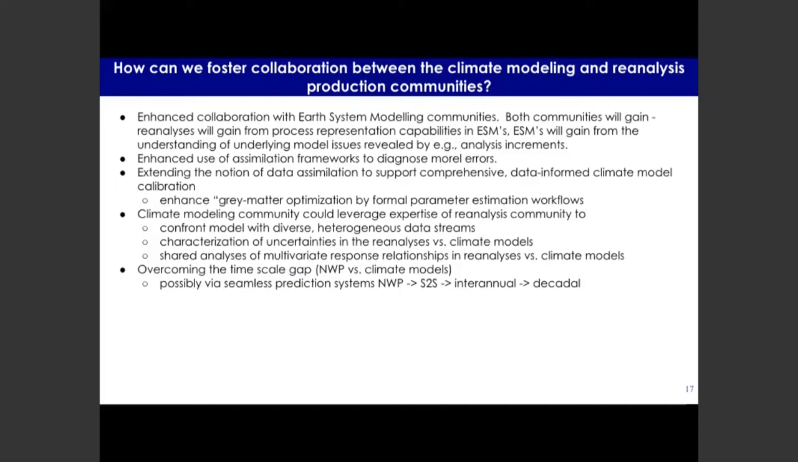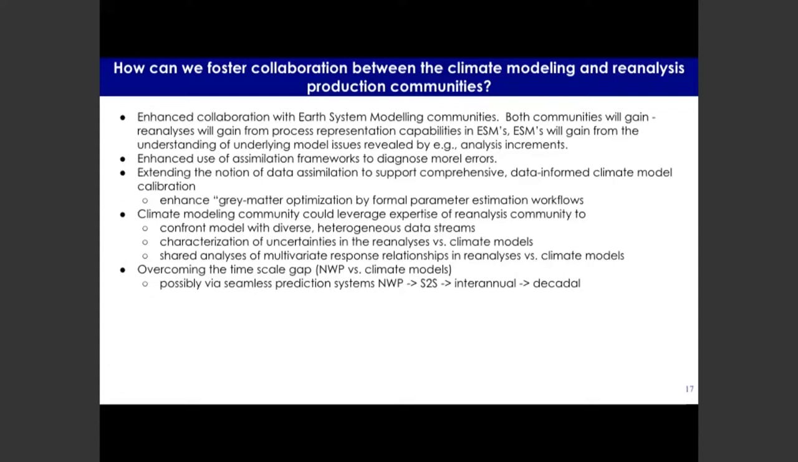So models that are well suited for one time scale, how do they work on other time scales, and to the extent that they don't work well, what are the fundamental mechanistic origins of that? So that was still for the previous slide, but now I think it's the final one, which is how can we foster collaboration between the climate modeling and the reanalysis production communities.